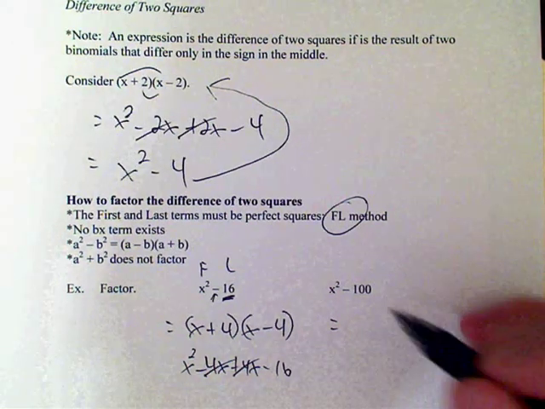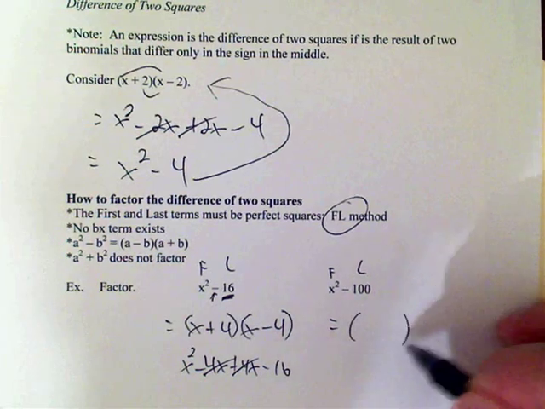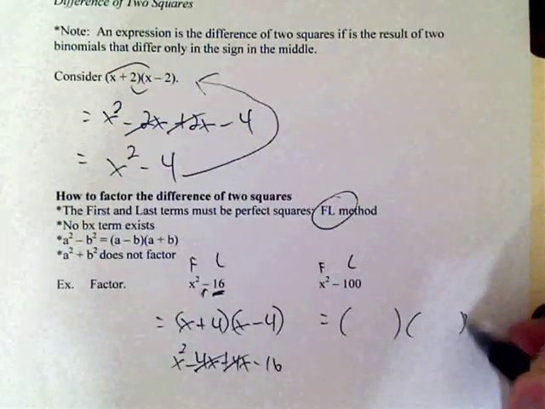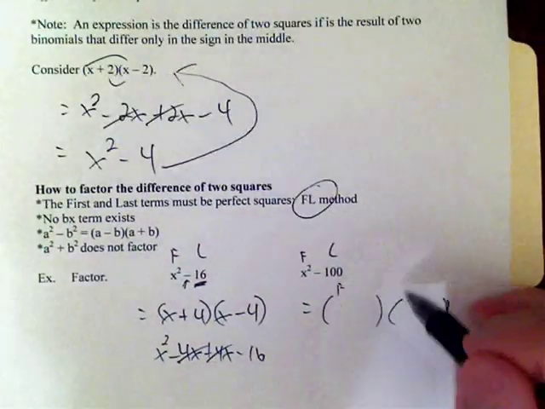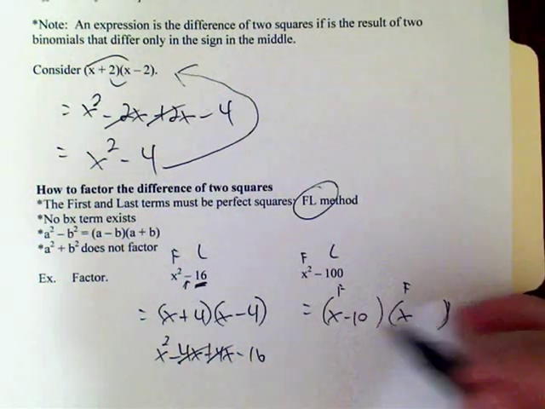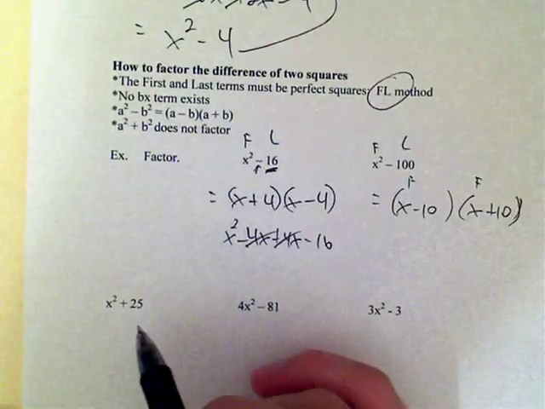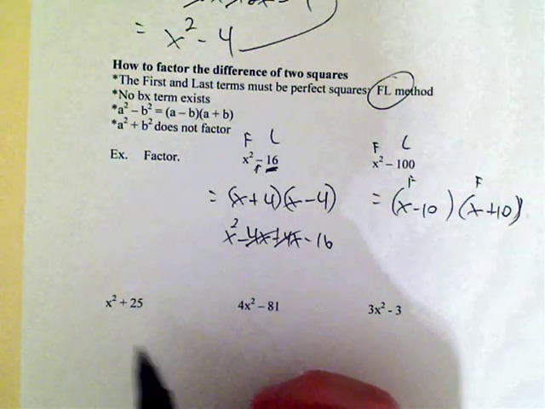First and last. No GCF. Does have squares. So I'm going to draw two sets of parentheses. What times what is x squared? What times what's a negative 100? Check it if you like, but I know it's right. Now this one is interesting. Be careful with this one.